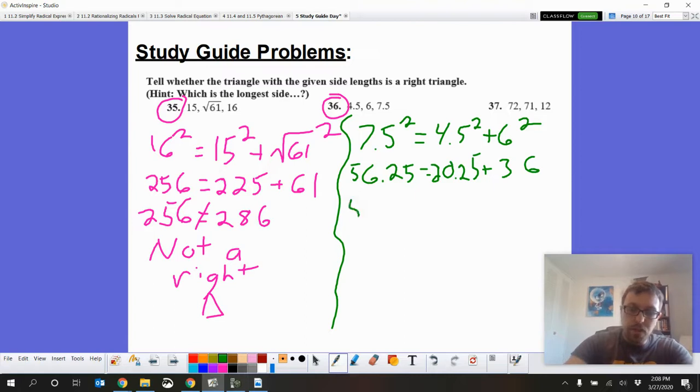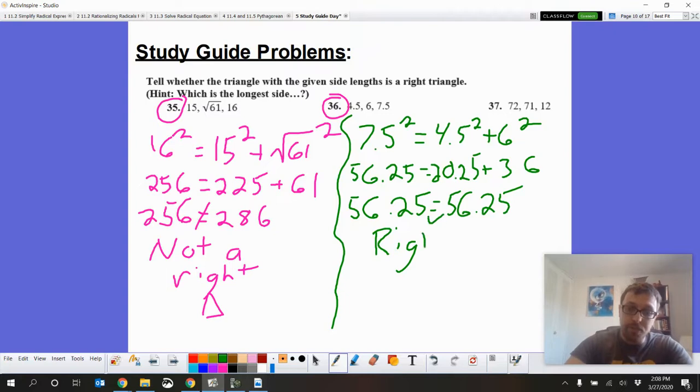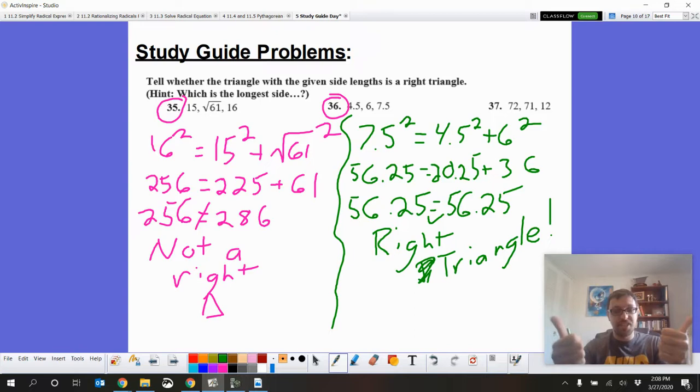All right. So 56.25. I want to see. Hey, yeah, that does equal that. 20.25 plus 36. That does equal 56.25. Check it on your calculator if you don't believe me. Oh, cool. So these are a right triangle because that works. That checked out. Can't spell triangle. Yay! Much success. All right.